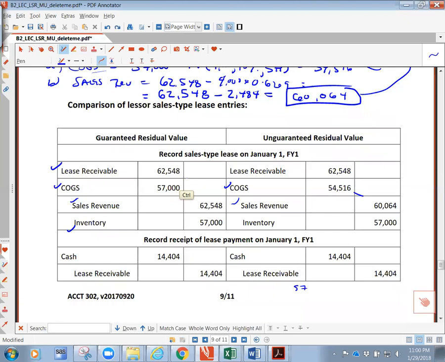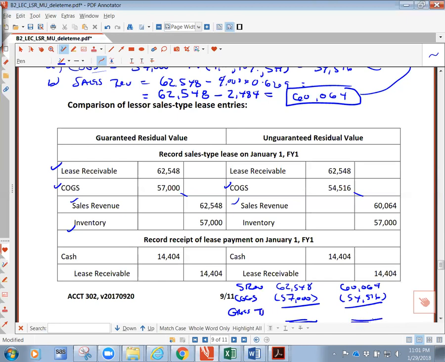I want to start with revenue. Where can I put this? I'm going to put it down here. I'll scrunch it in. 62,548 less 57,000 is something. SREV, COGS, gross profit. Okay, and 60,064, 54,516.